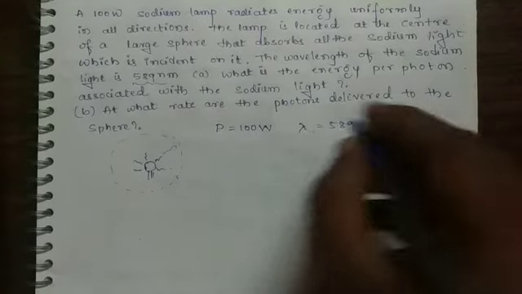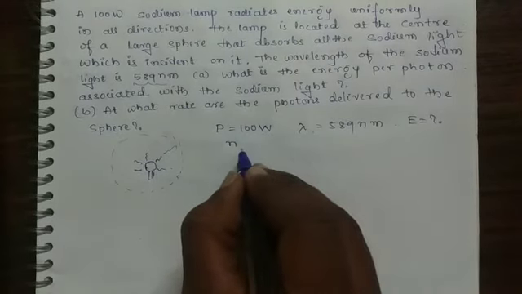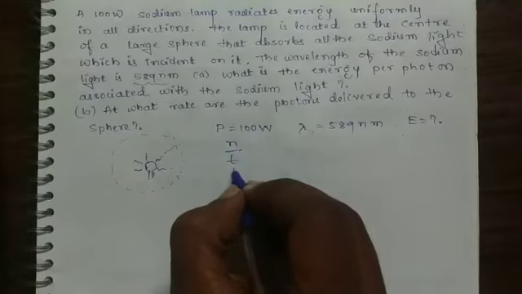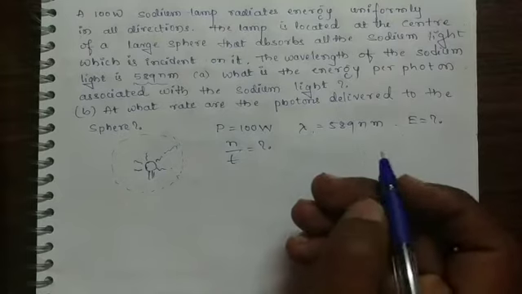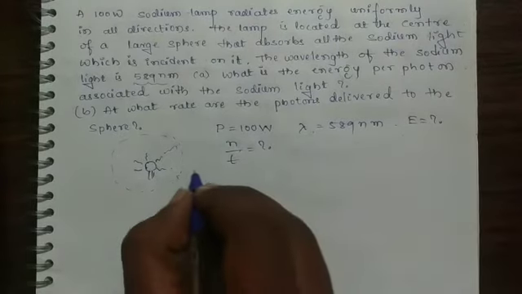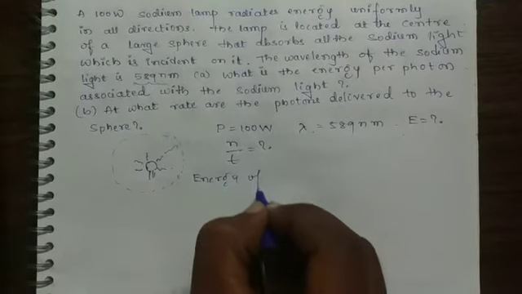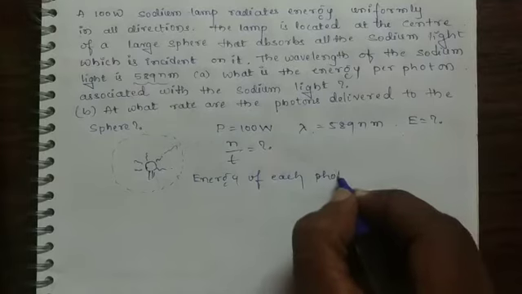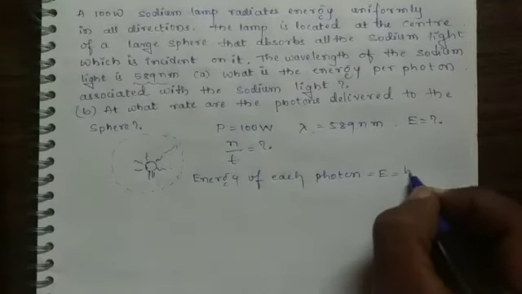Next, rate of emission of a photon. So N means the number of photons by t. It means emission of photons divided by t. So the rate of emission of photons, that one is a question mark. First, the energy of each photon.